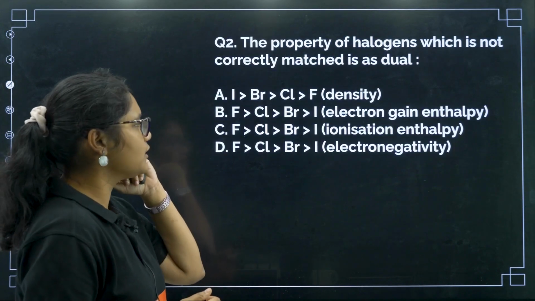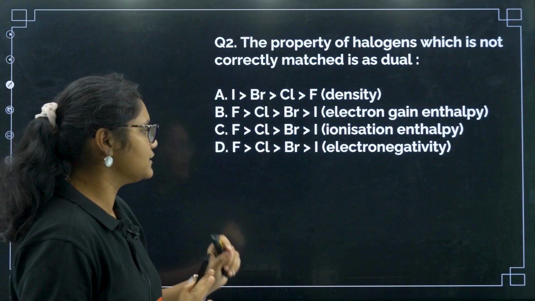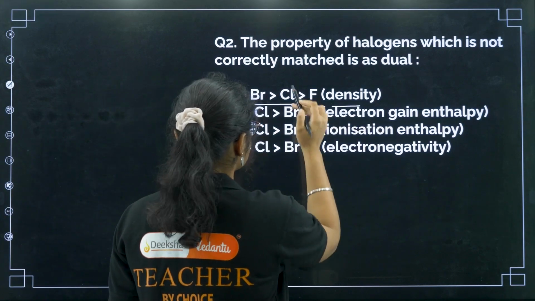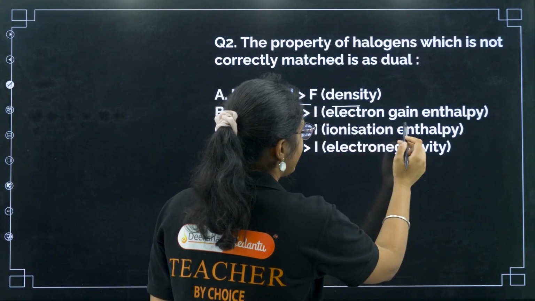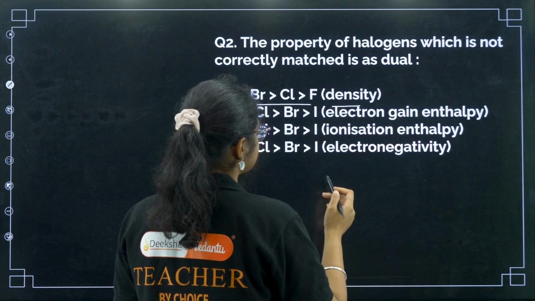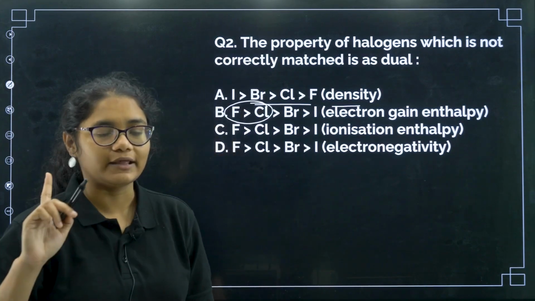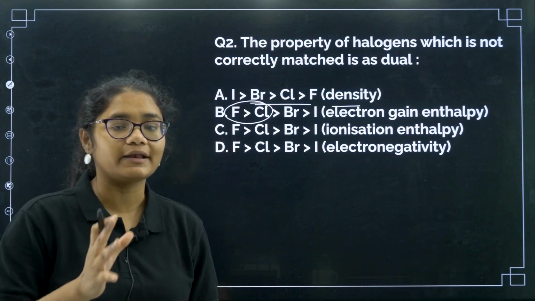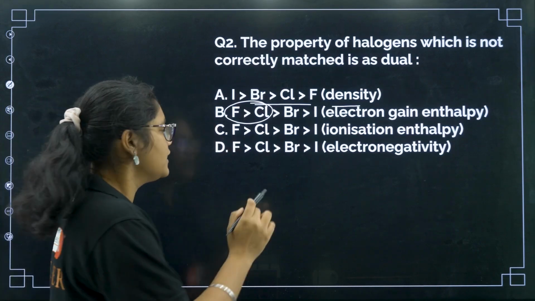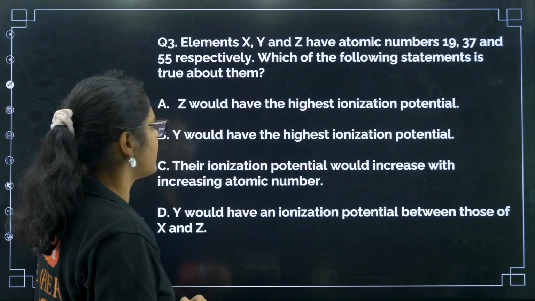Next we have the property of halogens which is not correctly matched. So density, yes, it is matched, down the group density increases. Electron gain enthalpy here, if you see chlorine and fluorine, chlorine electron gain enthalpy is more due to inter-electronic repulsions in fluorine, right? So that is why option number B is the correct answer.